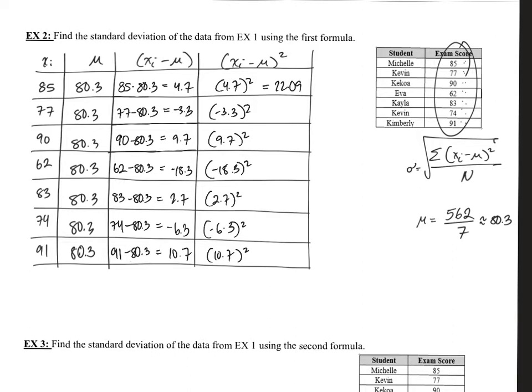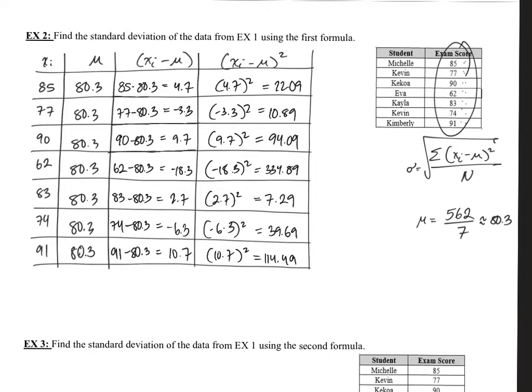22.09. Then the 3.3, 10.89. Then the 9.7, 94.09. I'll go ahead and fill this out again. Okay, I've done all of the squarings.